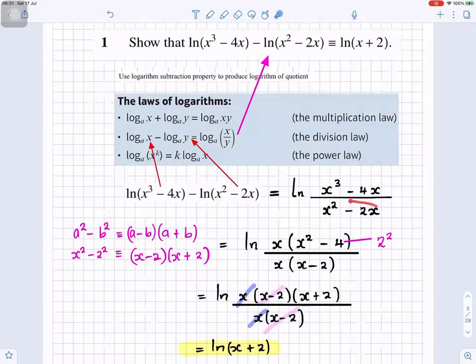And then the denominator, x squared minus 2x, we can write as x times (x minus 2), factorized. So now we can see that x will cancel with x, and x minus 2 will cancel with x minus 2. So you're left with x plus 2, so you're left with ln(x plus 2).